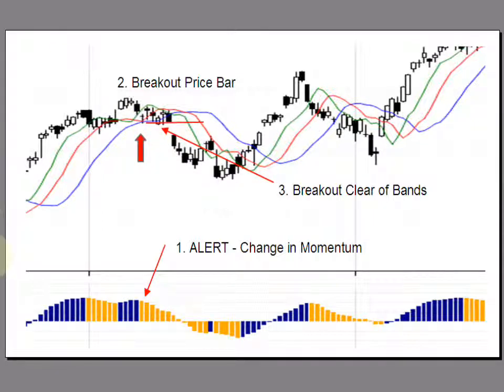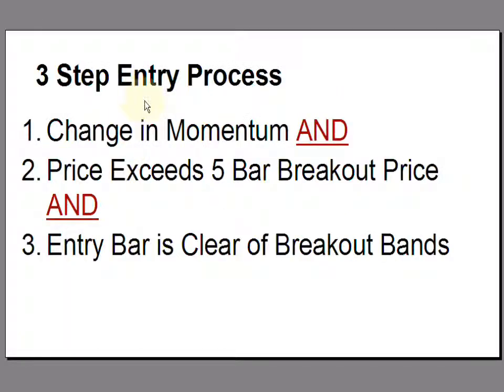Let's go back and review the three essentials. We have a change in momentum, price exceeds the 5-bar breakout price, and the entry bar price is clear of the breakout bands. Three simple concepts, you put them together, and you have the essential elements of a very powerful trading system that is indeed simple, easy, and objective, and is just about guaranteed to keep you on the right side of the market on every major move.